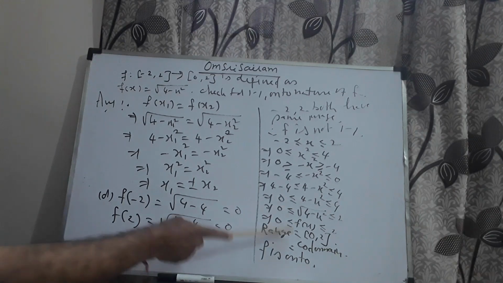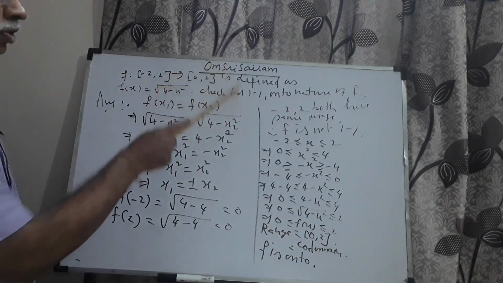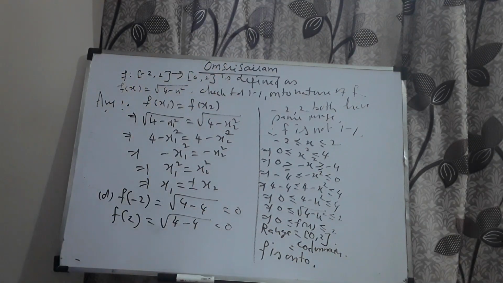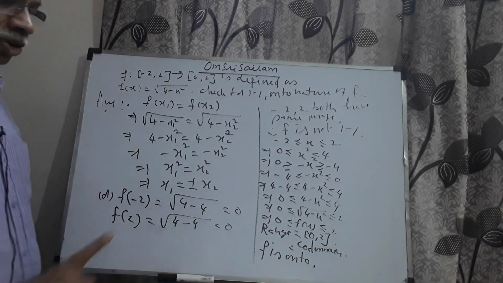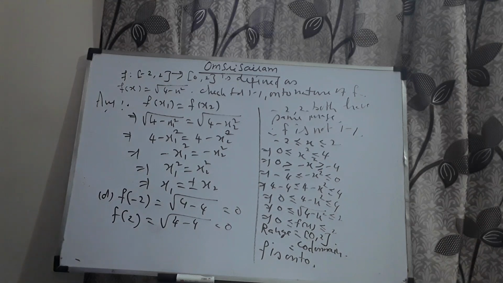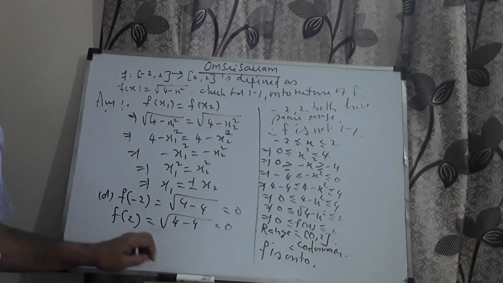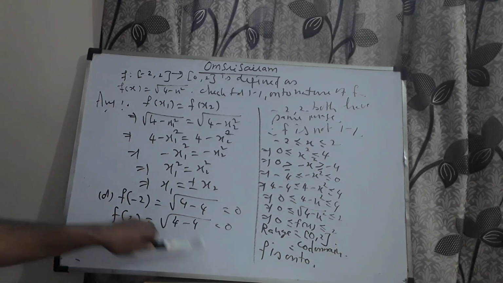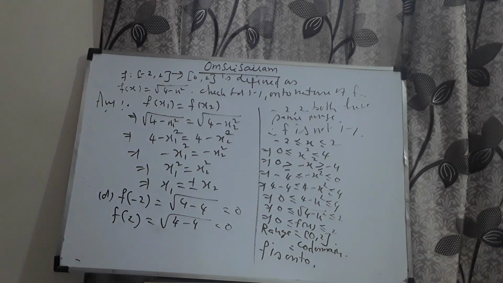That's the meaning of range. Range is nothing but equal to the codomain. Range is equal to codomain. Therefore the function is onto. Therefore here the function is onto but not one-to-one. It is not one-to-one. I think it is clear.